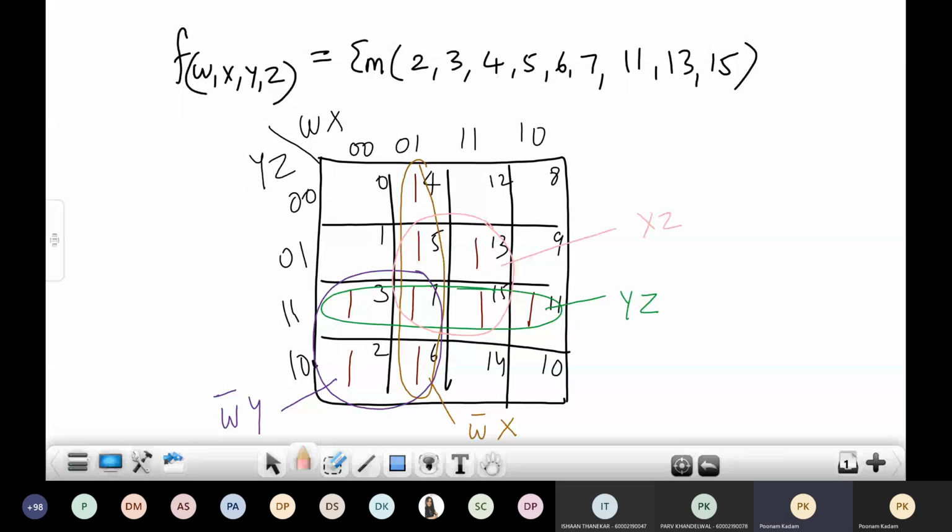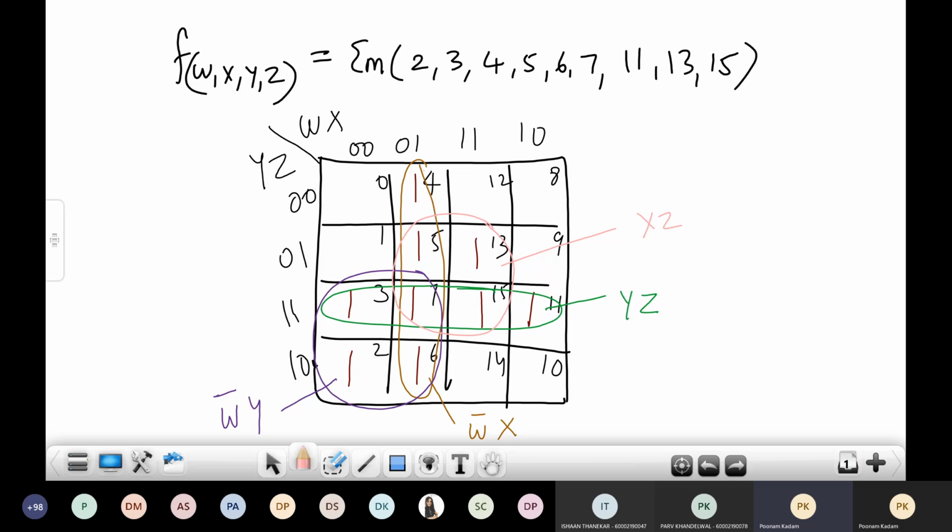When you call something a prime implicant, it is the largest group of one cells, right? So when you are forming a group, you should see that the group is not a subset of a bigger group. For example, you cannot make a group of 4 and 5. Is that clear? You cannot make a group of 4 and 5 because this smaller group will be a subset of the bigger group W bar X, isn't it?